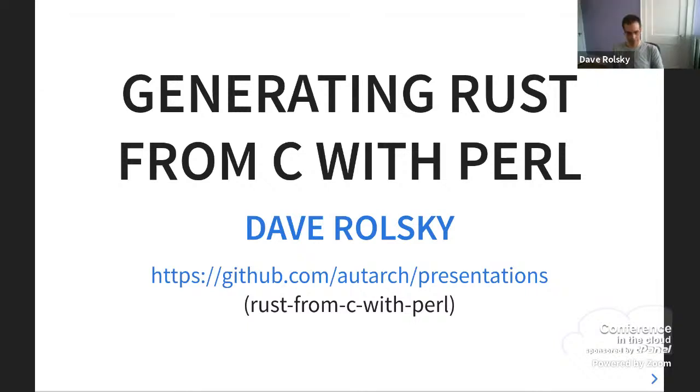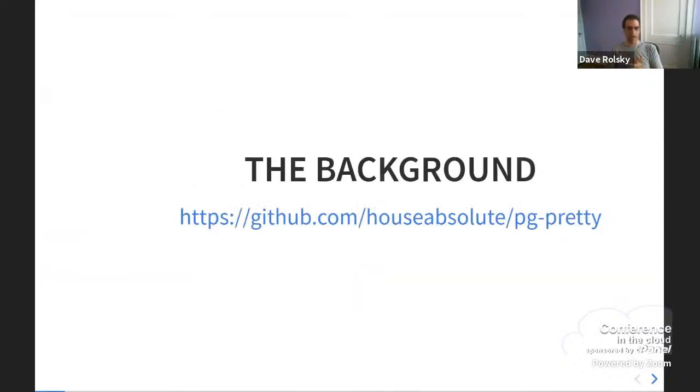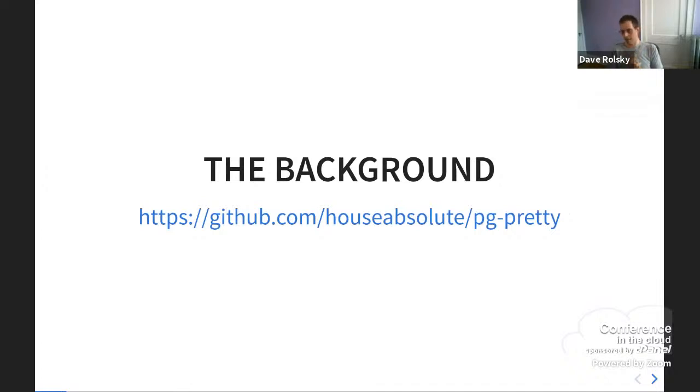All right, so I'm going to talk about a thing which I think we've all done, which is generating Rust code from C with Perl. So I apologize if this is just repetition for everybody who's been doing this already. The background is I have this project called PG Pretty I've been working on for a while. It's a PostgreSQL pretty printer written in Rust, and that's where I'm doing this.